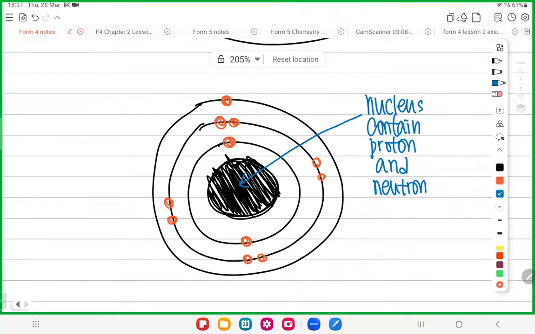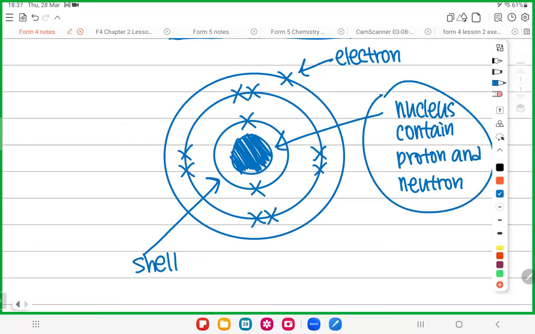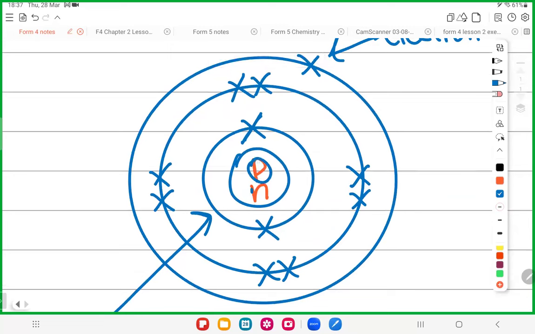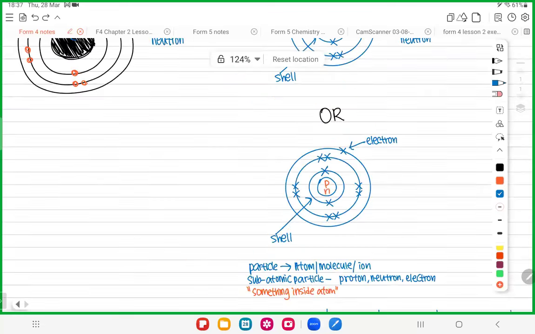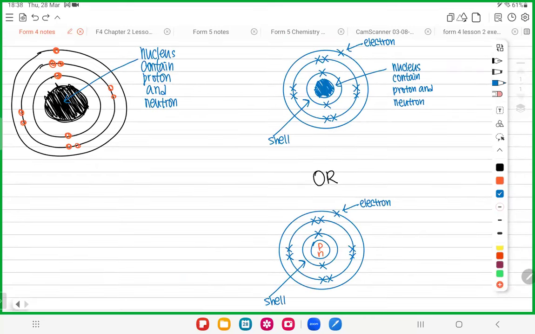So you have two ways to draw. If you want to do shading for the nucleus, meaning color it, you must put another extra arrow to tell people this colored thing is nucleus, and in the nucleus, you have proton and neutron. If you don't want to color it, you directly make it empty, no need to color. When it's empty, inside you can show people the proton and neutron, and you don't need to put another arrow to tell people this is nucleus. I hope everyone can see. Both answers are acceptable. Depends on which one you like.